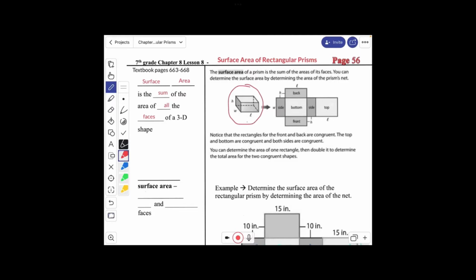This is a 3D shape. And in 7th grade, we use nets, which is this. It's the 3D shape unfolded so that it's flat and you can see all the faces. So like this is one of the faces, and this is one of the faces, and this is the side faces, and then this is the bottom, and this is the top. And we're going to find the area of each one of those faces and add them up.